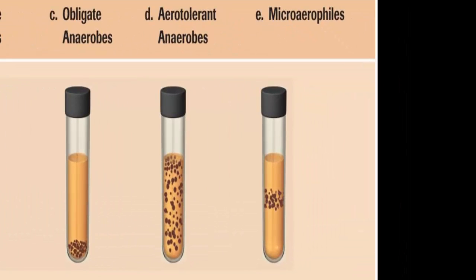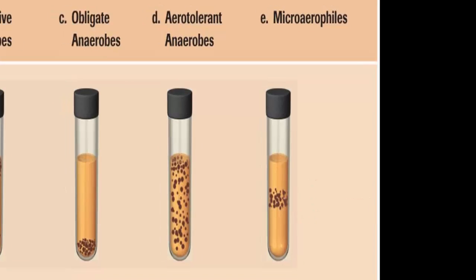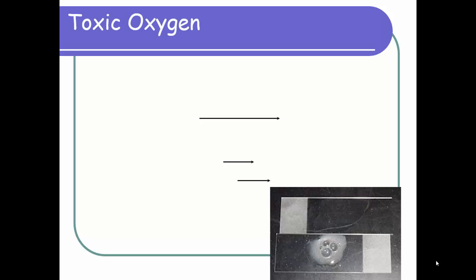Here again is the picture. So our obligate anaerobes are growing right down here at the bottom of the tube. The aerotolerant anaerobes, again, don't care if oxygen is present or not, so they grow equally throughout the tube. And the microaerophiles are here in the middle, where there's not as much oxygen as at the top, but more oxygen than at the bottom. Can you give a patient too much oxygen?